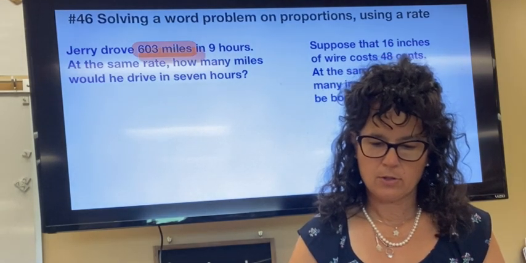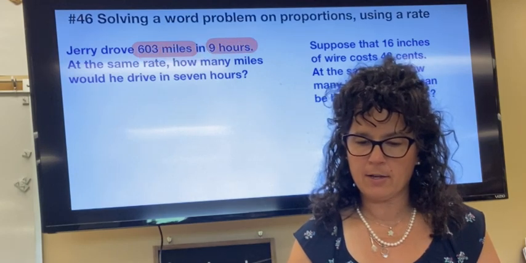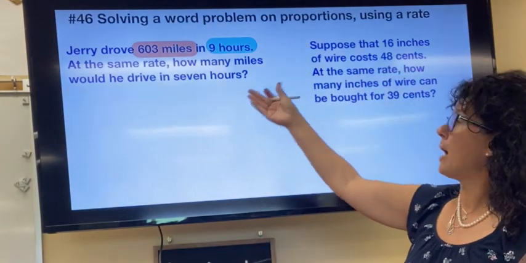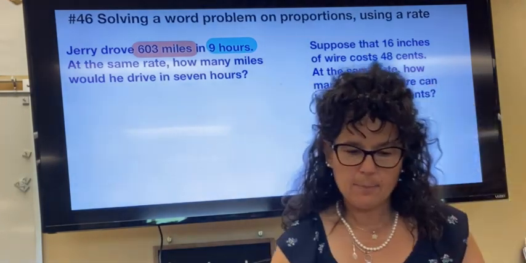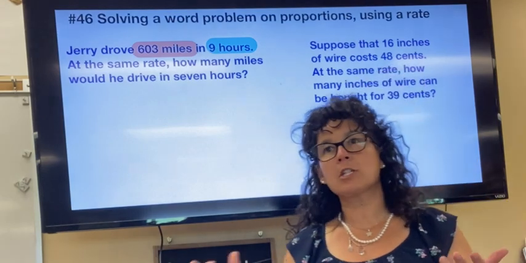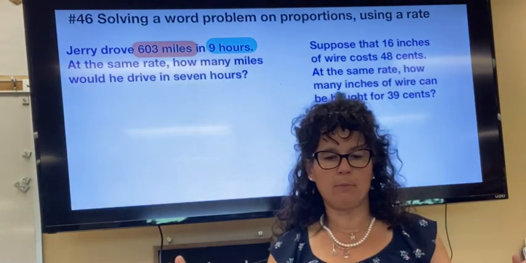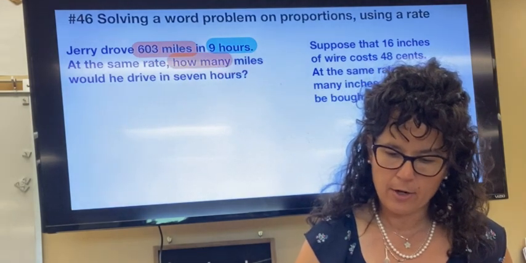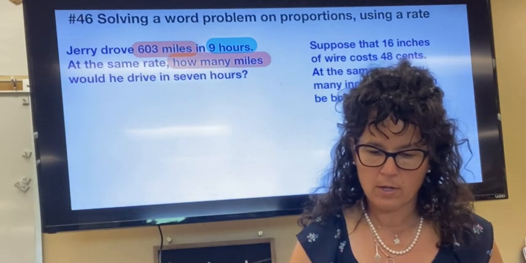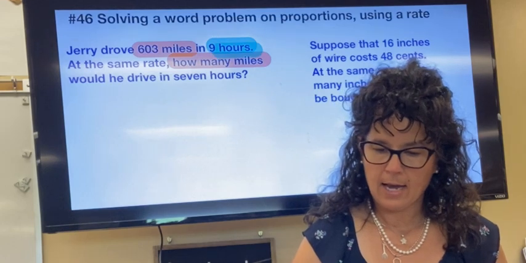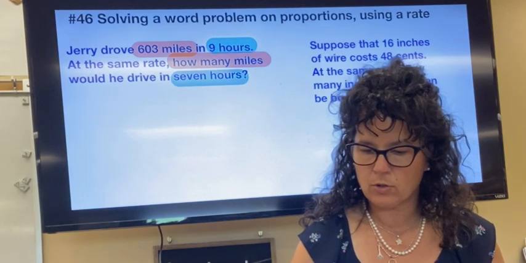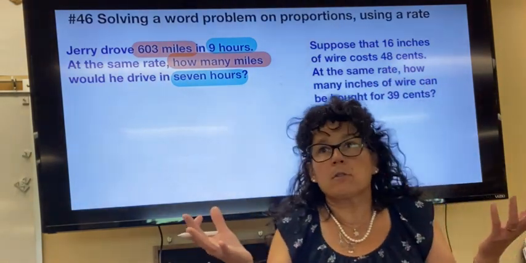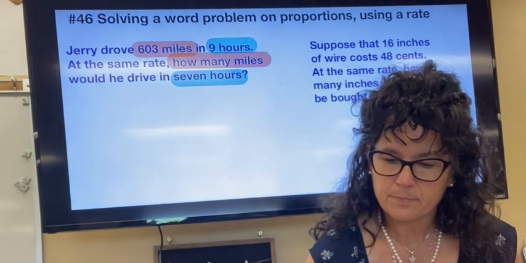So here we have 603 miles and 9 hours. So the key is we have miles compared to hours. I keep reading. At the same rate just means same fraction, same labels. How many miles? How many miles is what I don't know. And then I have 7 hours to drive. So 7 hours. Now, just take your two labels and jot them down.